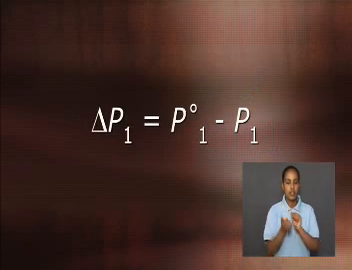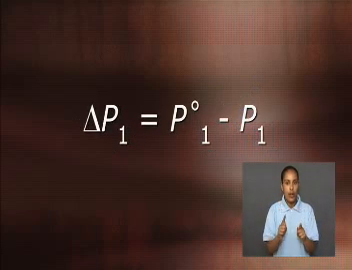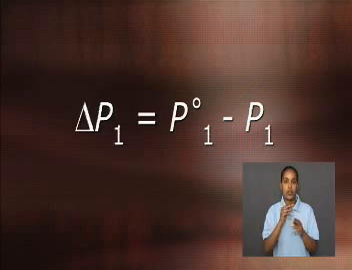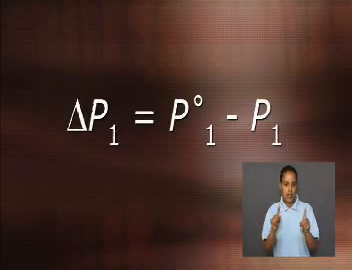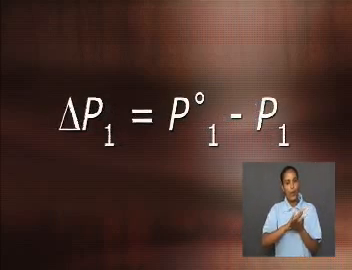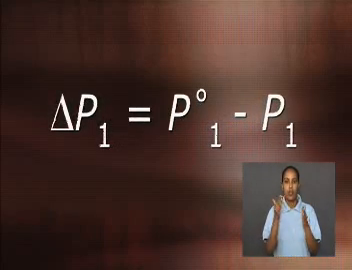The change in vapor pressure that occurs when a solute is added to a solvent is a colligative property. It is the difference between the vapor pressure of the pure solvent and the vapor pressure of a solvent in the solution.